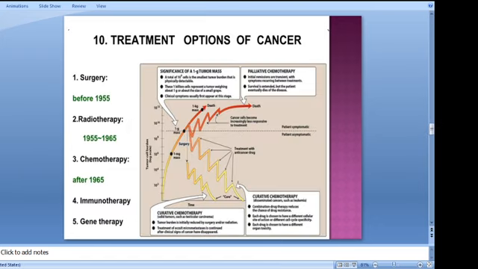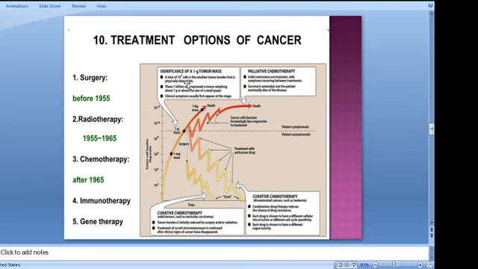Now, what is the treatment of cancer? Normally we know chemotherapy is the first one, because before 1955 only surgeries were available for cancer. After 1955 came radiotherapy, after 1965 chemotherapy. Now we have many other things like immunotherapy and gene therapy. All of these are still going on, because now they are giving combined therapy.